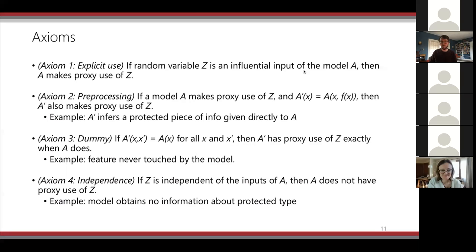So these 4 axioms seem reasonable. They seem reasonable to us. They capture an extensional, black box view of what proxy use might be.